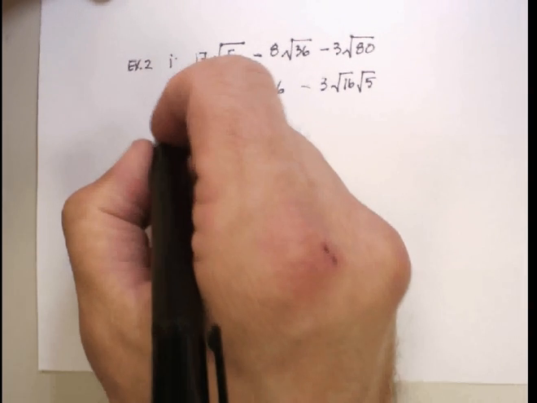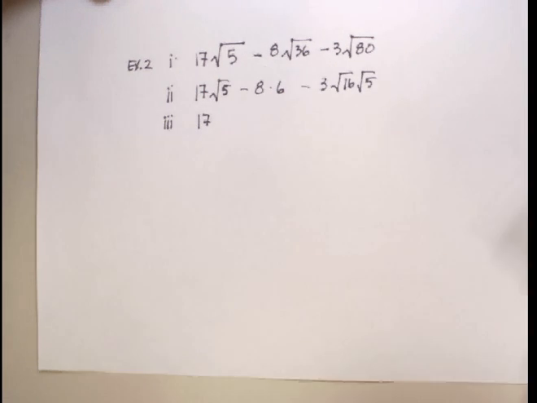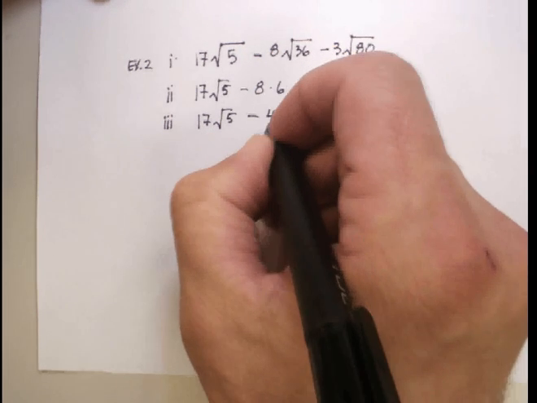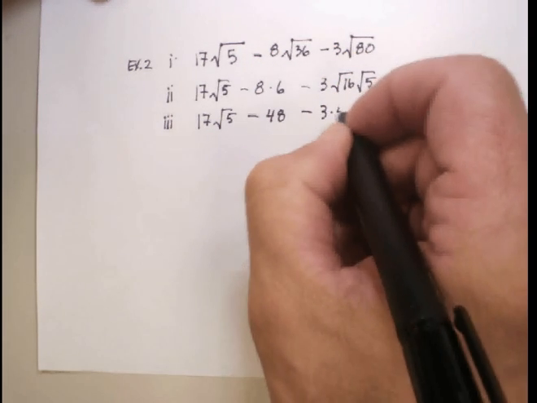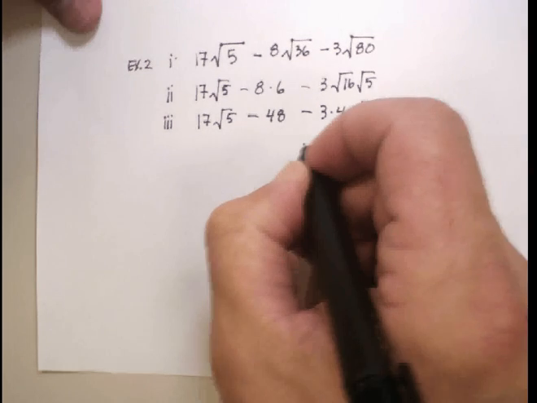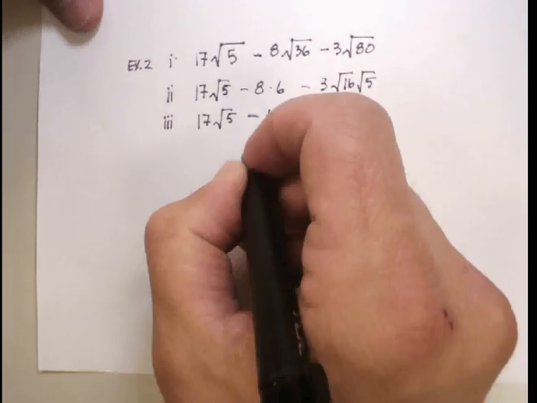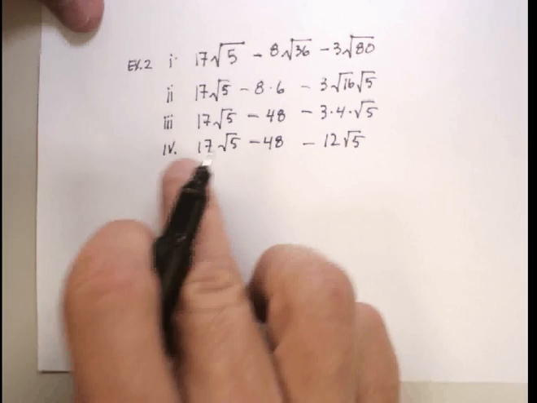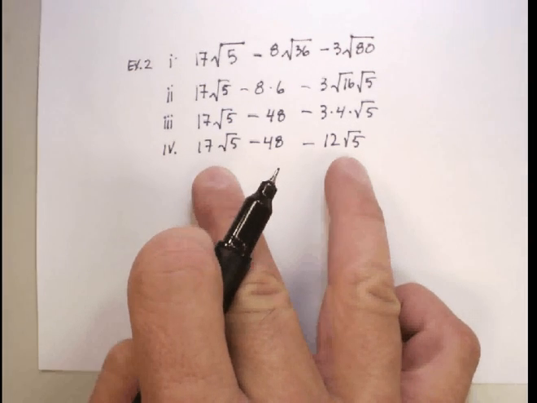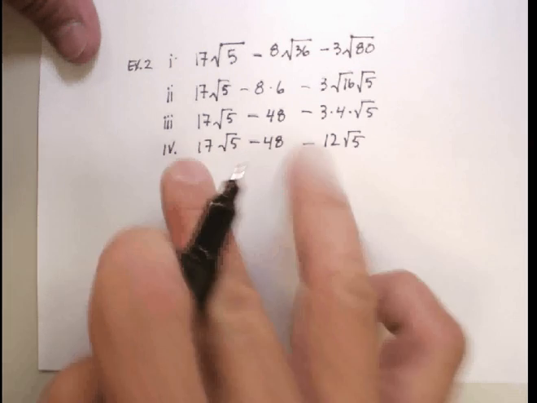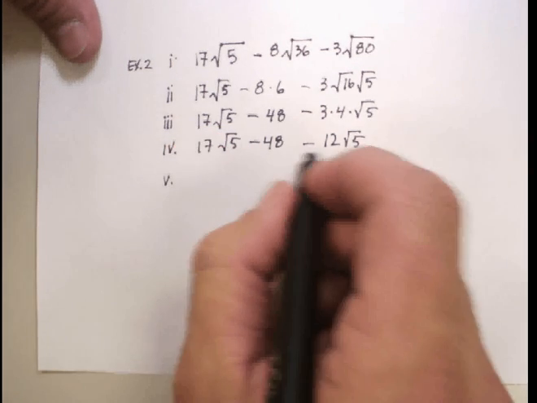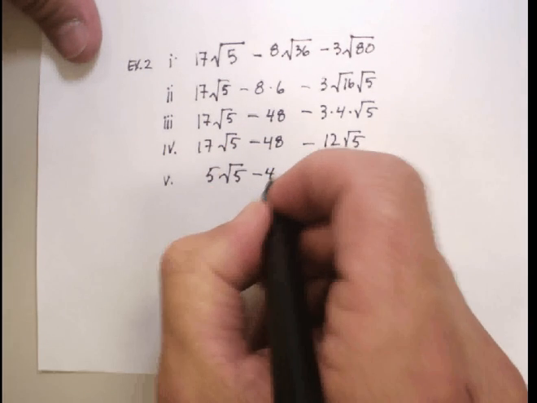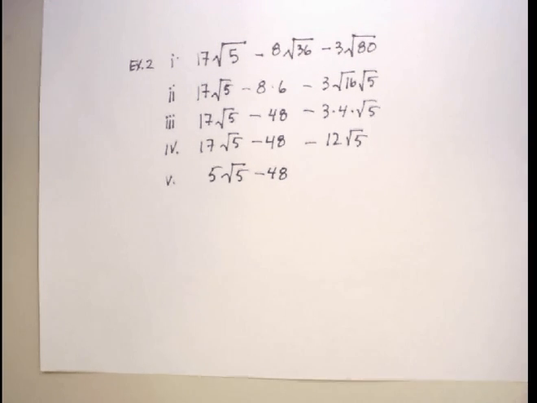Now in this next line, I've got 17 radical 5 minus 48 minus 3 times 4 times radical 5, which becomes 12. Let's just bring them all down. You'll see on this step that you've got two of the radicals that are the same, so you can add or subtract the coefficients. You get 17 radical 5 minus 12 radical 5, which is 5 radical 5 minus 48. And that's your final answer. Okay, I hope that helped.